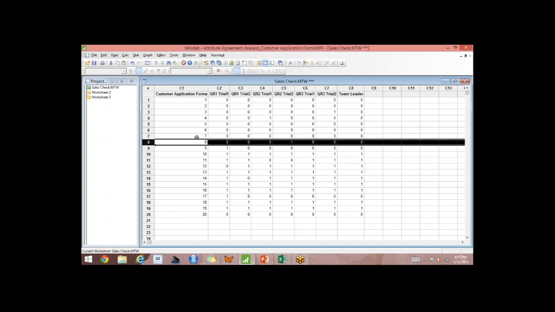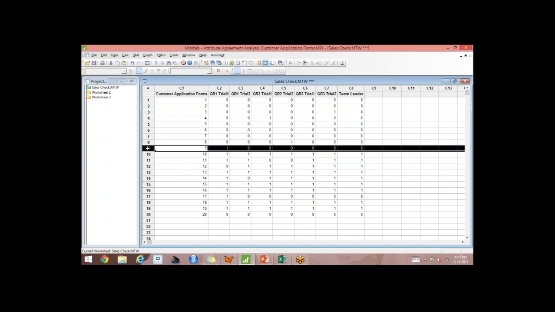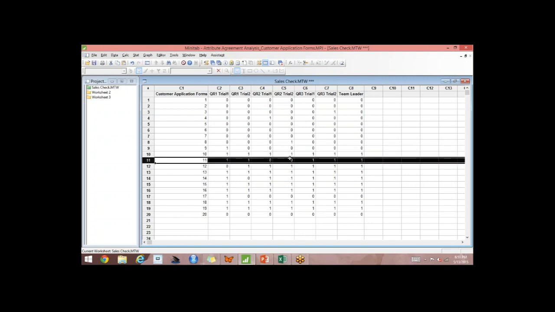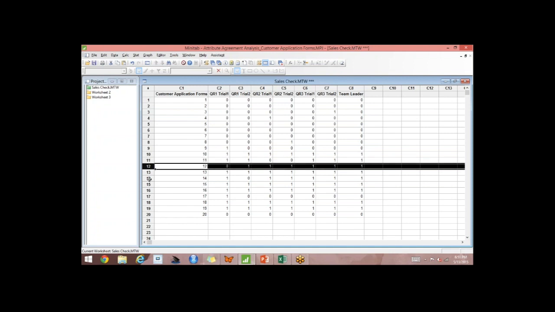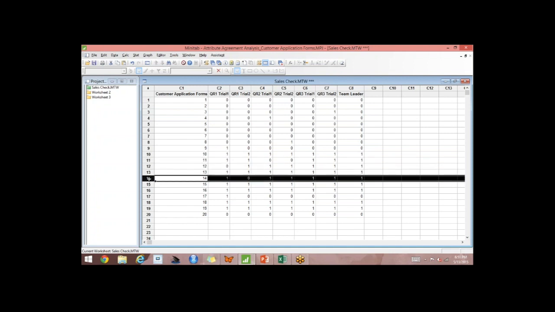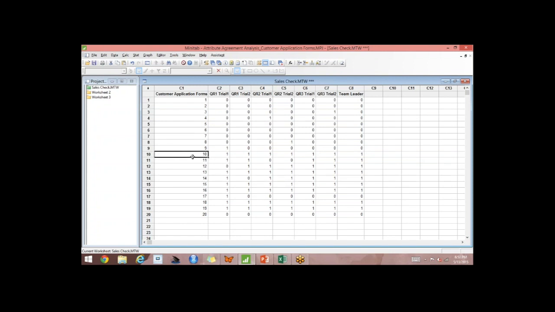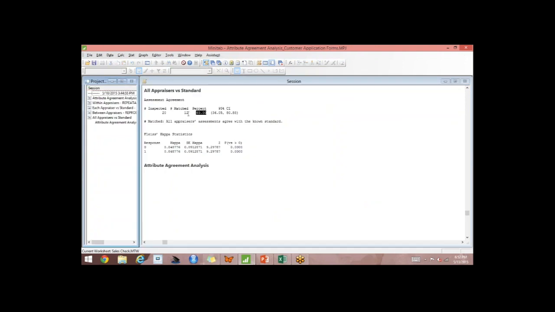8 has a mismatch. There's a 1 here. 9 has a mismatch. There is a 1 here. 11 has a mismatch. 0 and 0. Quality representative 2 in both of his trials says it is incomplete. Here also there is a mismatch. Here also there is a mismatch. So if you count these number of mismatches, there would be 8 mismatches out of 20. That leaves us with a count of 12 which are matching, consistent across, including the standard. Hence you see that 12 here and this percentage.